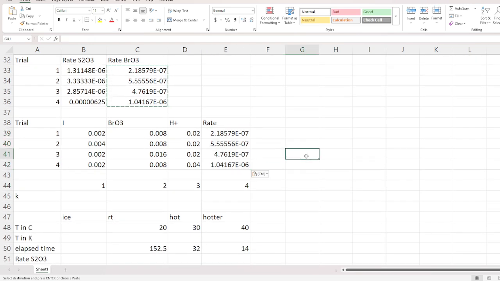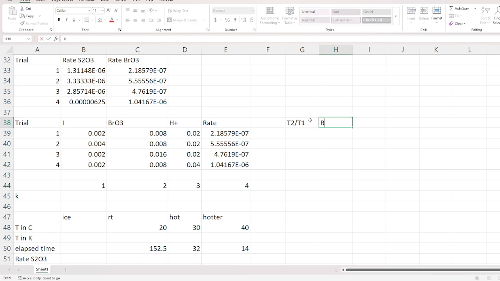So, the next part asks us, what is the order with respect to I2? So I'm going to look at rate 2 divided by rate 1. So, the rate of the second divided by the rate of the first is what? And then the I of the second divided by the I of the first. So this divided by that gives me this, and this divided by that gives me this.